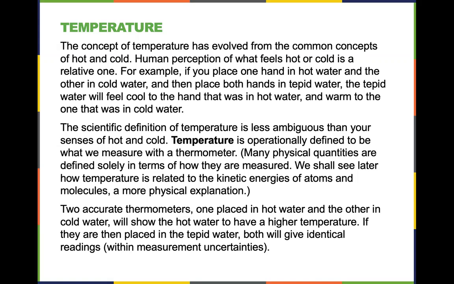So two accurate thermometers, one placed in hot water and the other in cold water, will show the hot water to have a higher temperature. If they are then placed in tepid water, both will have identical readings within measurement uncertainties. And that just means within that thermometer's specifications.